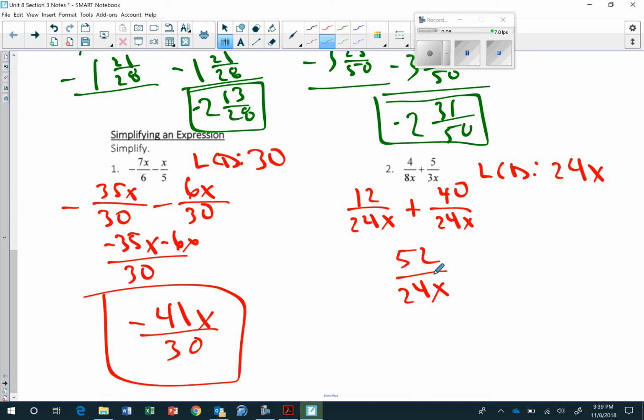Now again, I do not turn this into a mixed number, but if I can simplify it, I can simplify it. 52 and 24 can both be divided by 4. So my final answer will be 13 over 6x.